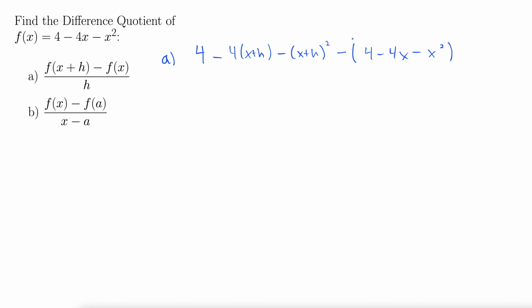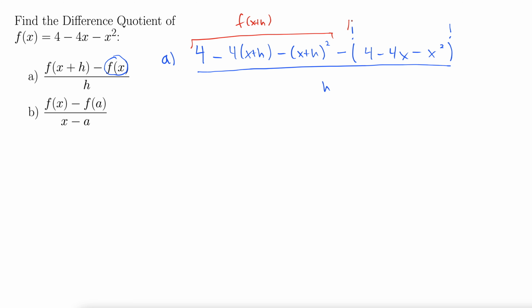Right, so one of the biggest mistakes in this kind of thing is forgetting these parentheses. When you're subtracting off the function here, you want to make sure you subtract off the entire function, so you need to add those parentheses. Okay, and this is all over h. So what I've done here, this bit here is f of x plus h. This bit here is just f of x. I just cut and pasted that essentially, and then all over h.